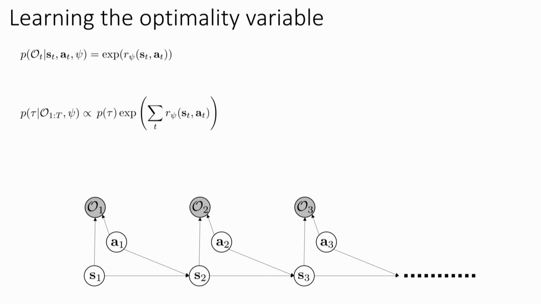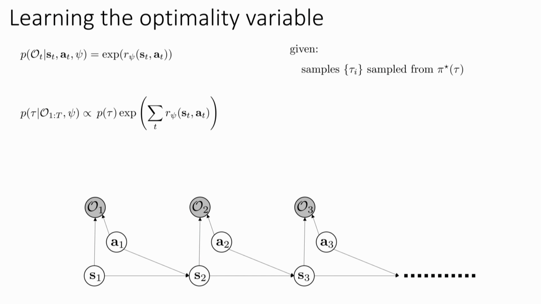And as we saw before, the probability of a trajectory given optimality is p of tau times the exponential of the sum of rewards. And the trajectories are exactly what you're given. So your data consists of the trajectories that were taken by the expert. So this is the probability that you're going to try to maximize with respect to psi.